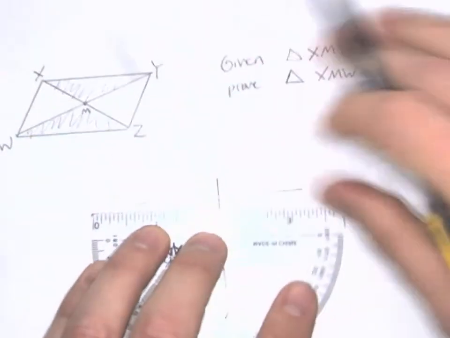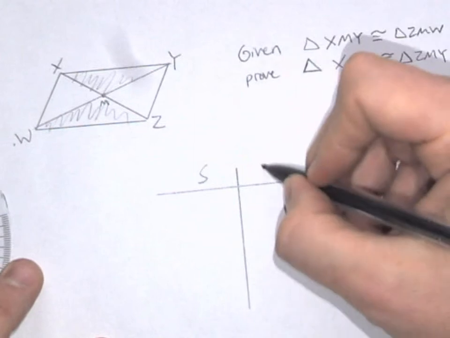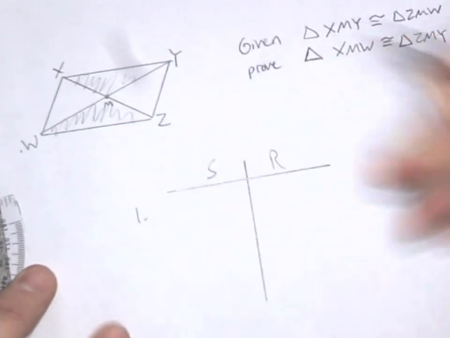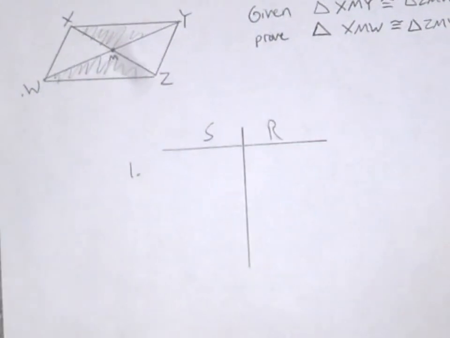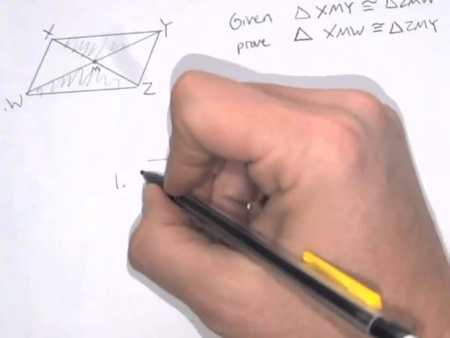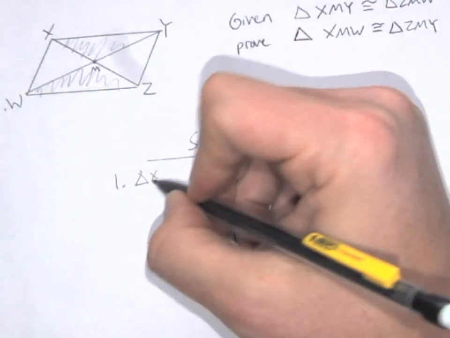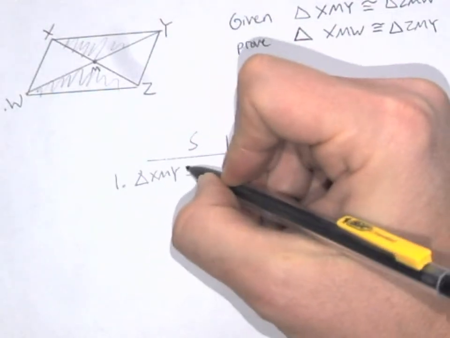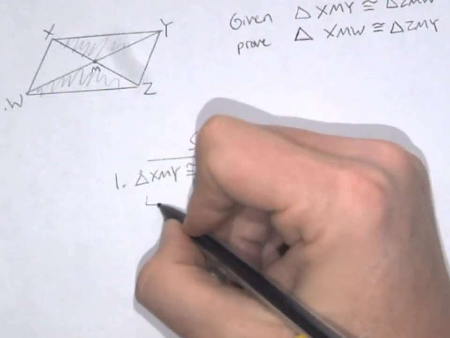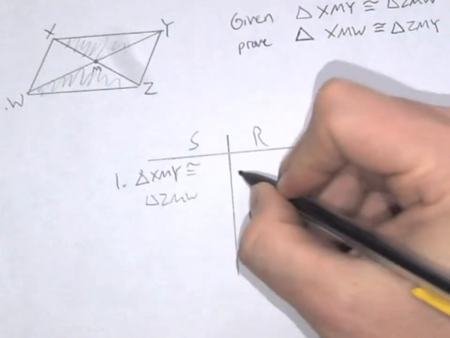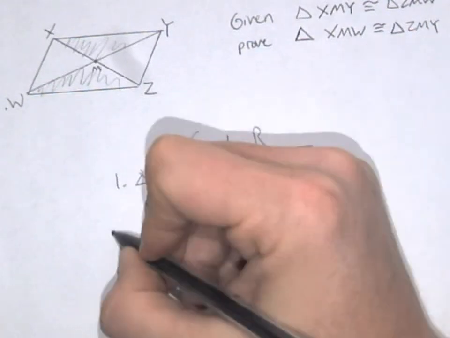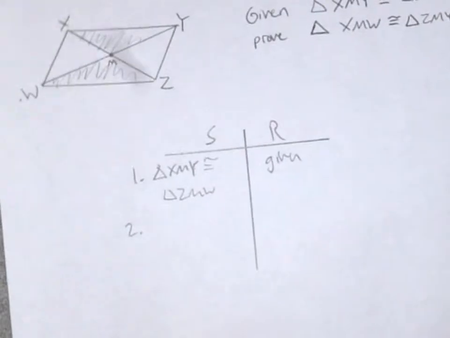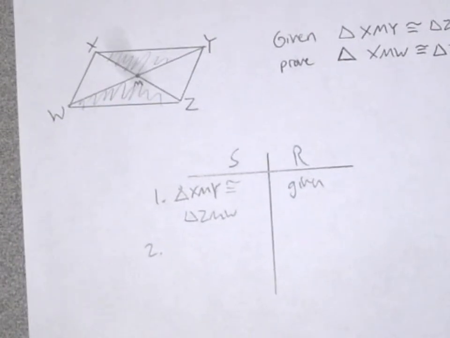Okay, and that will help us get other pieces. So we're going to start out with the given: triangle XMY congruent to triangle ZMW. All right, that's given. Now what that's going to do is give me everything about those triangles, right?